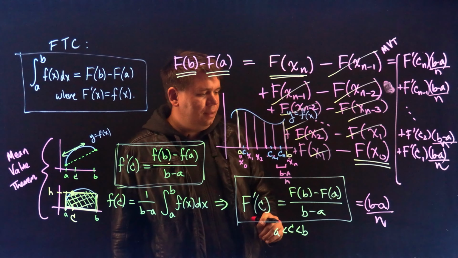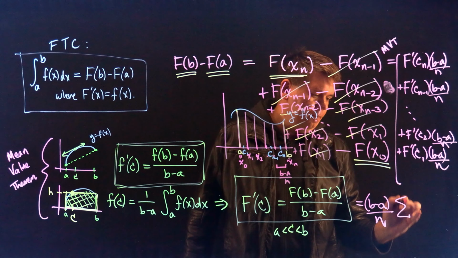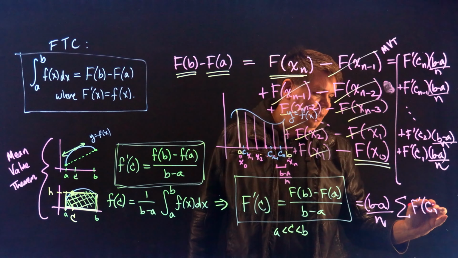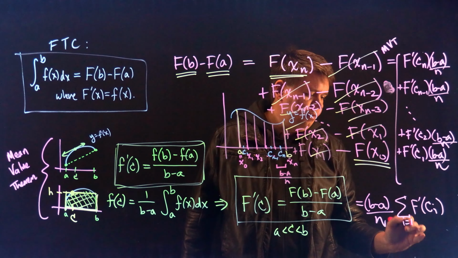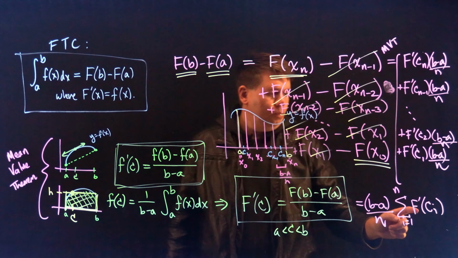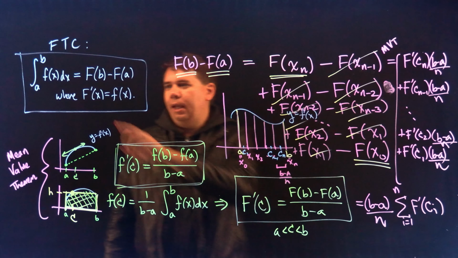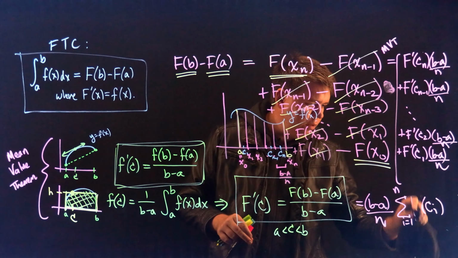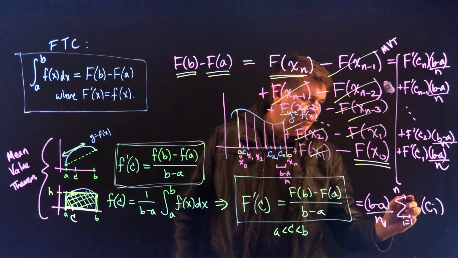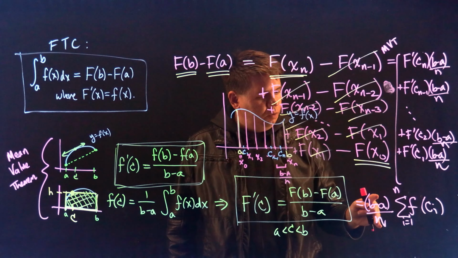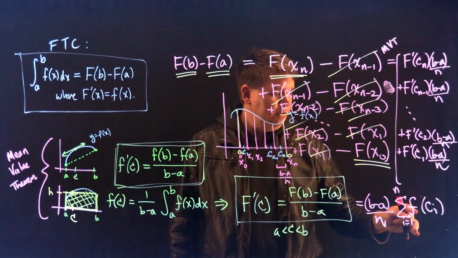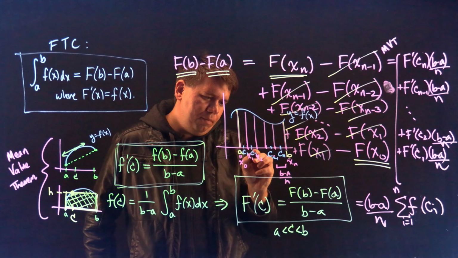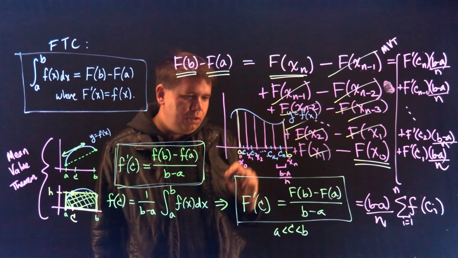So factor out that b minus a over n, and you're left with the sum of big F prime of some ci, where i goes from 1 to n. But what is F prime? F prime is just little f. So we can come back here and change all of those F primes to just little f. And so that's just saying width times the sum of f of c1, c2, c3, where each of these is just some little point in this interval.